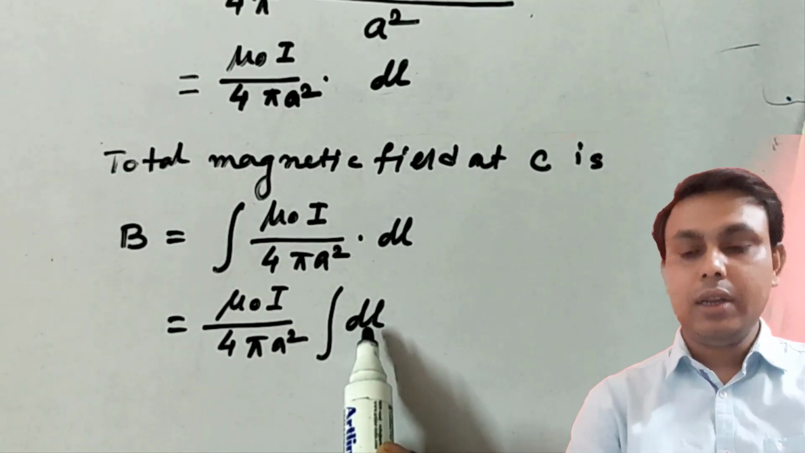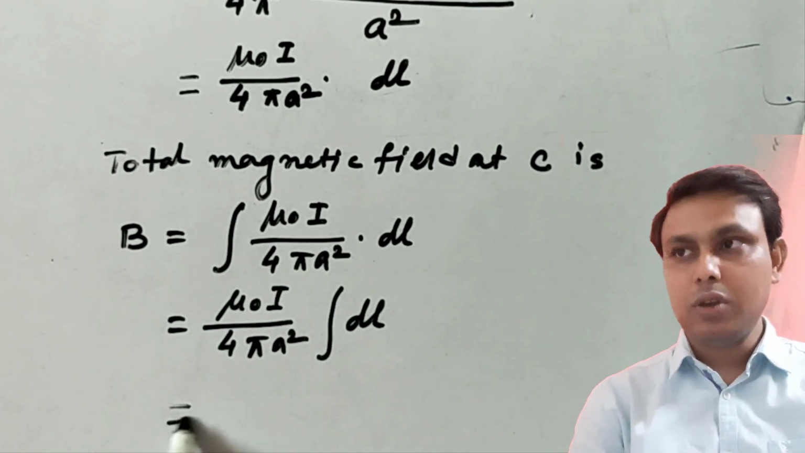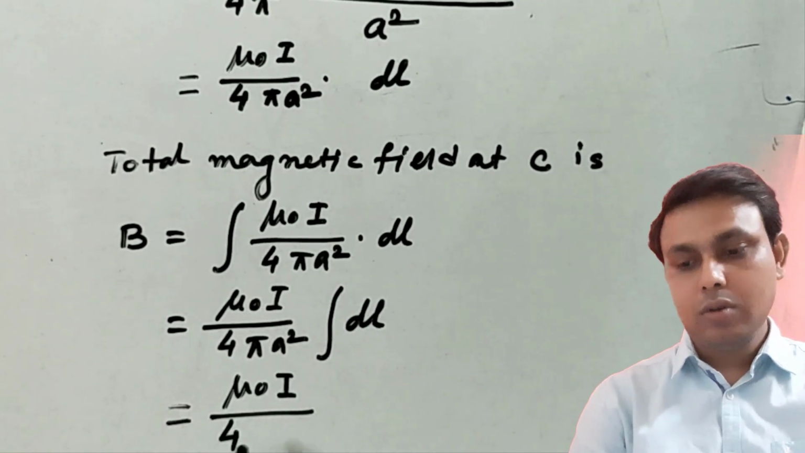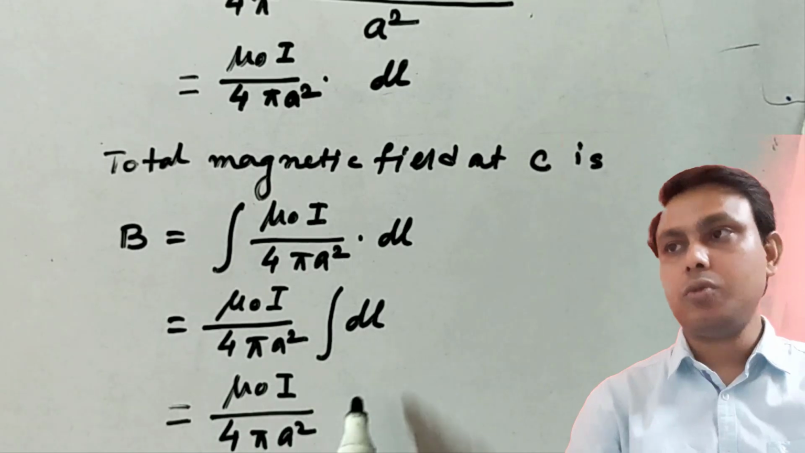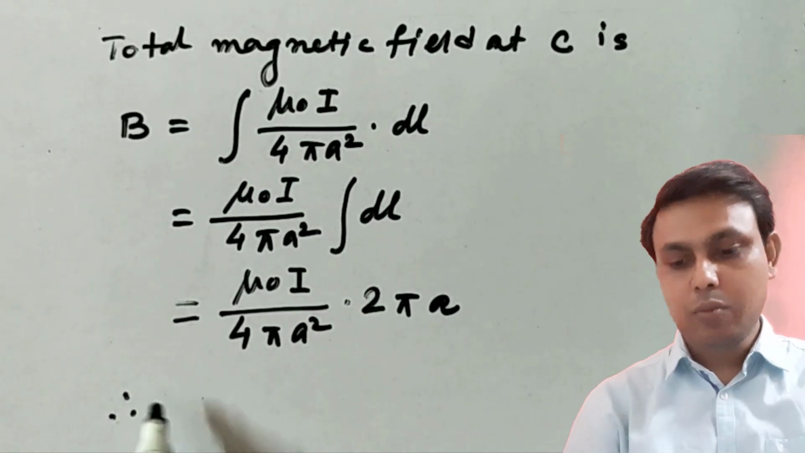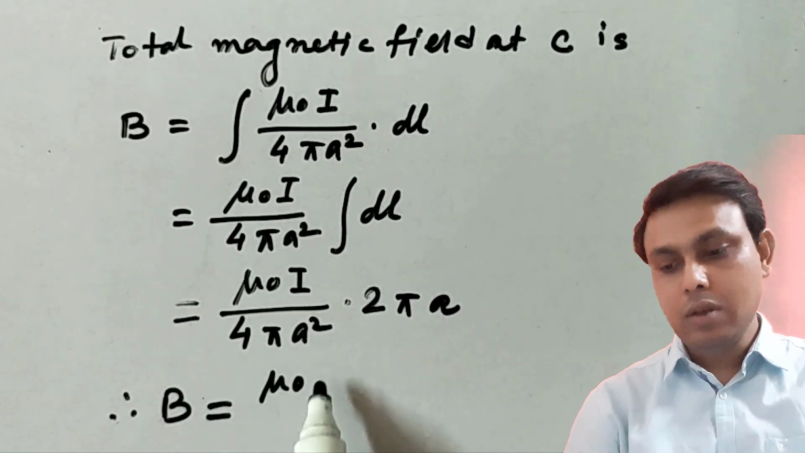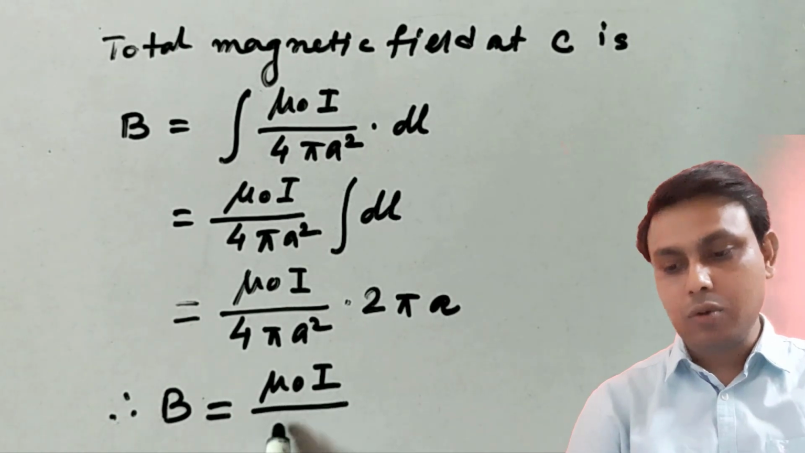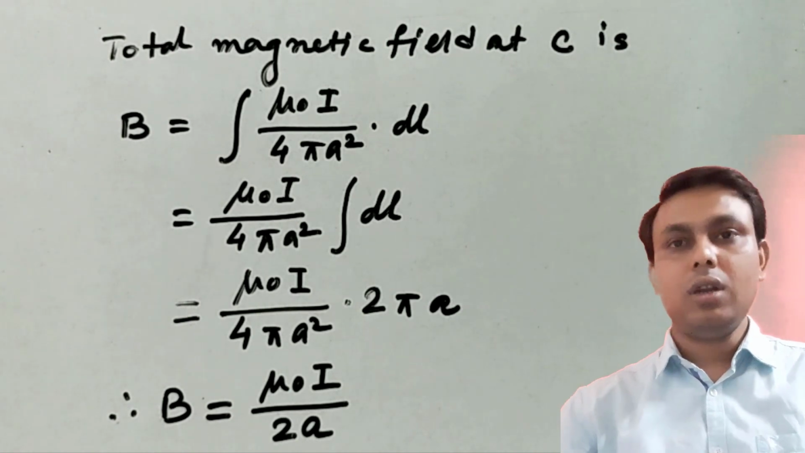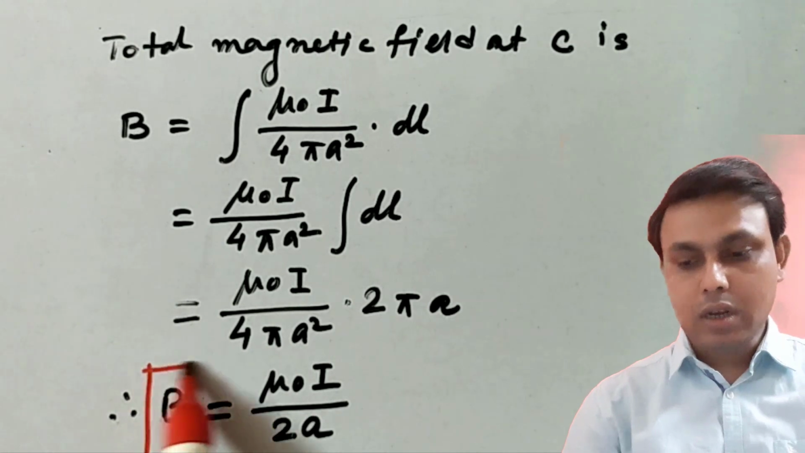অর্থাৎ dl এর উপর ইন্টিগ্রেশন হলো বৃত্তটির পরিধি। So this will be equal to mu 0 I upon 4 pi a square into 2 pi a. Therefore, total magnetic field B will be equal to mu 0 I upon 2a. This is the total magnetic field at the center of the circular current carrying conductor.